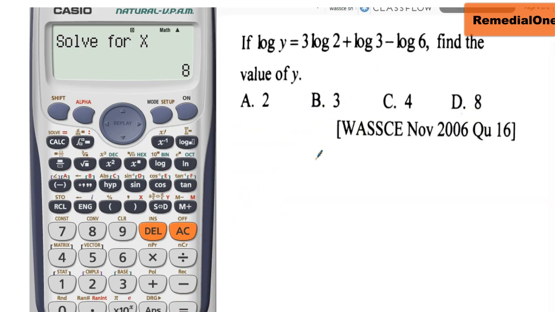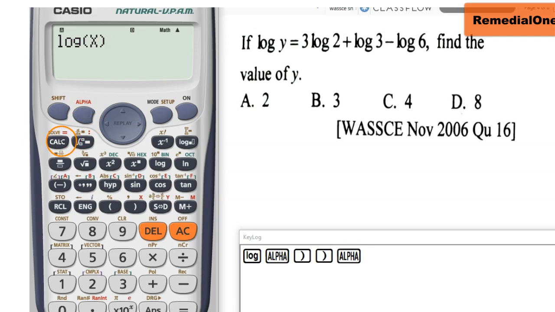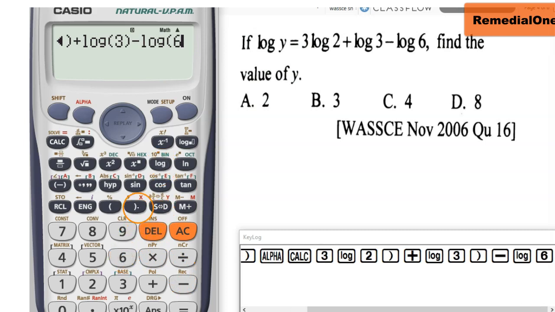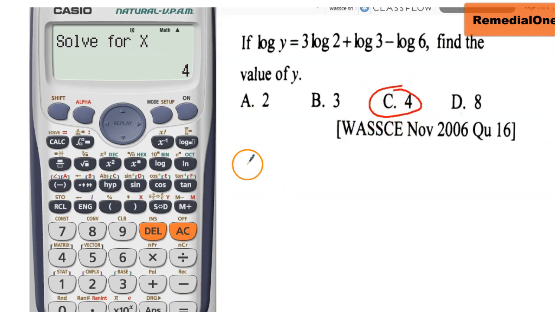We have another equation here. The variable is y. We're supposed to find the value of y, but we will use the variable x because the calculator has x. We're using log x equals, so you go to half equal, and 3 log 2 bracket plus log 3 bracket close minus log 6, close it. We're about to solve it, so we go to shift calc, equal and equal. That gives us an easy peasy 4. As I said, we have done this one without using a calculator, so check on the playlist. I will also attach it in the description.